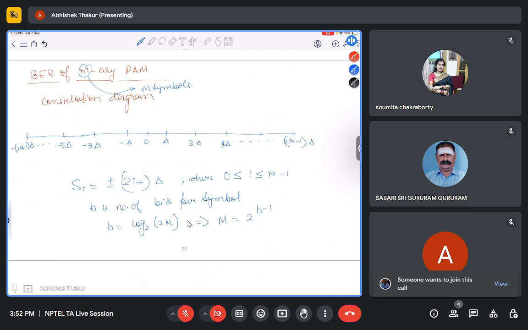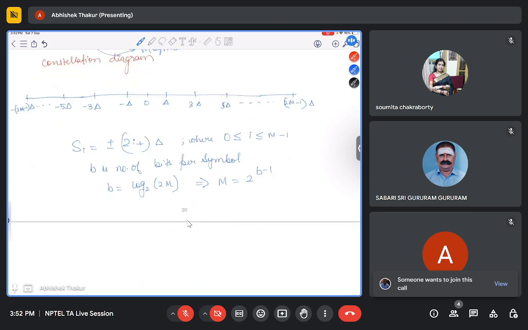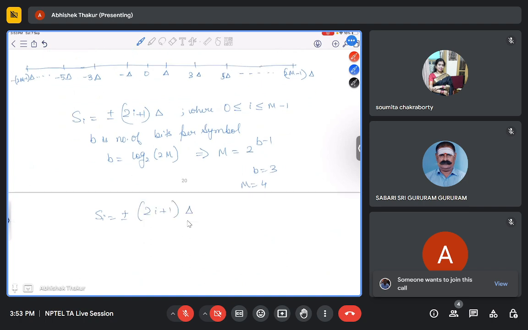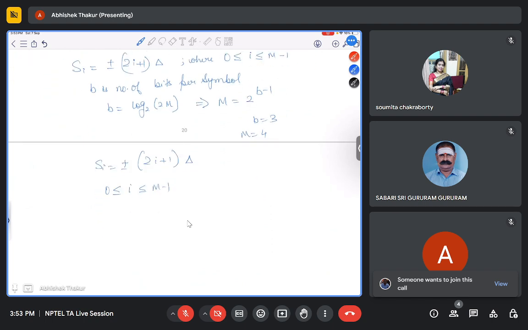The amplitude levels, like here you can see, let's suppose b is equal to 3, then here M is equal to 2 to the power 2, that is equal to 4. So now how many symbols will there be? That is plus minus (2i plus 1) delta, where i is greater than or equal to 0 and less than or equal to M minus 1. So the value of i is less than or equal to 3, so i will be 0, 1, 2, 3.